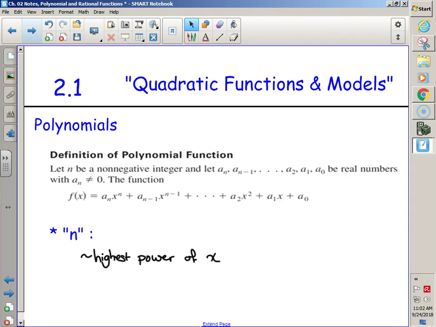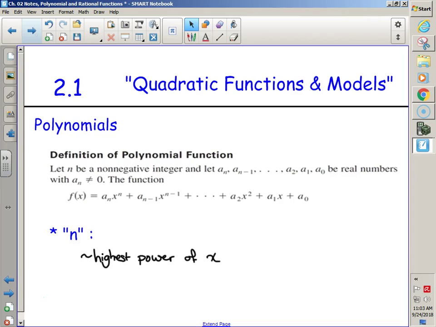Parent functions. Remember how we talked about square root of x, absolute value of x, x squared, y equals x, the constant function? Were we trying to master any one of those, or were we just getting a general idea before the transformations in 1.7? Yeah, general idea. So now it's time to master quadratics. But before we do, for the entire chapter, introduction, polynomials.